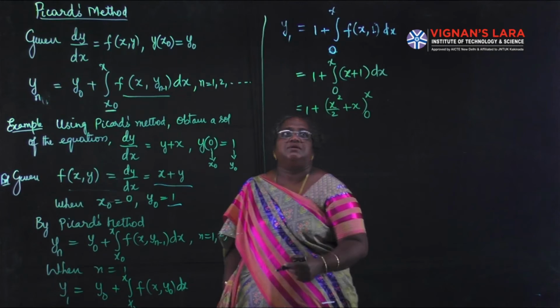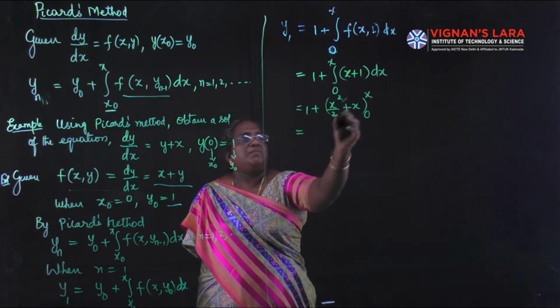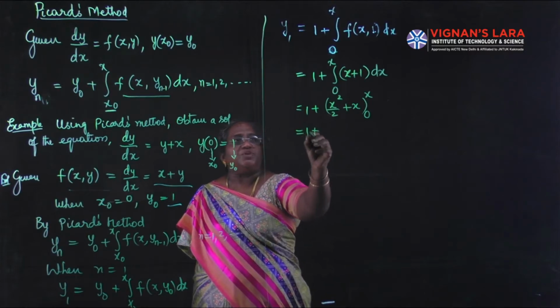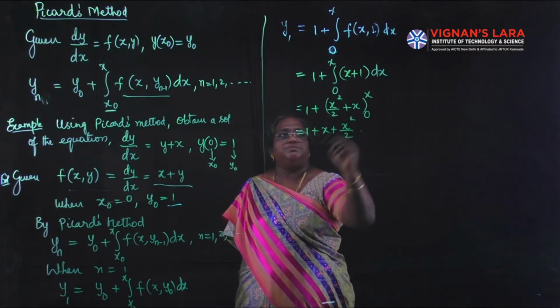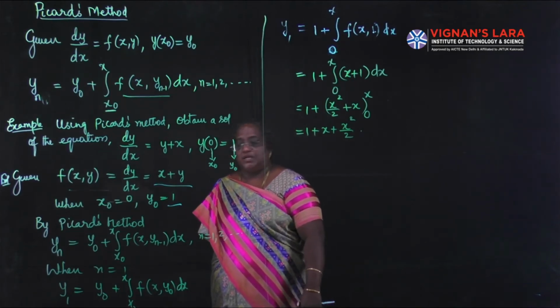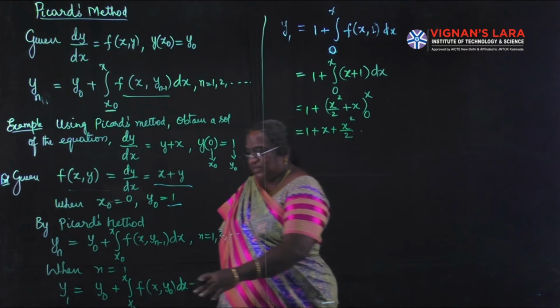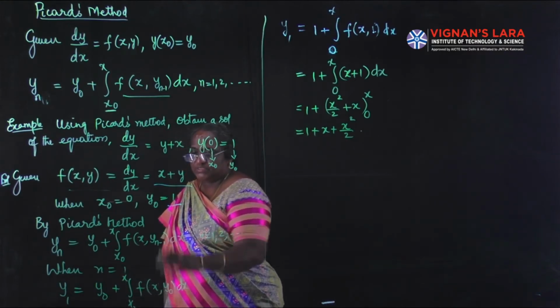So with the lower limit these two values are 0, and only with the upper limit we get directly the term 1 plus x square by 2. That is what we get, y1. So be careful with the limits here, x0 to x. This is x, this is y0.